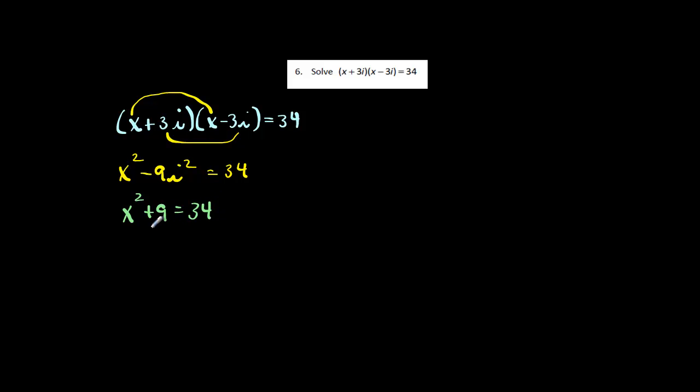Now what we can do is subtract 9 from both sides. x squared equals 25. Take the square root of both sides. x is positive or negative 5.